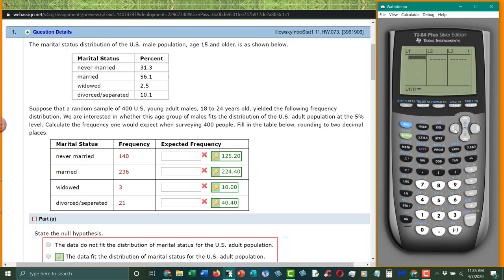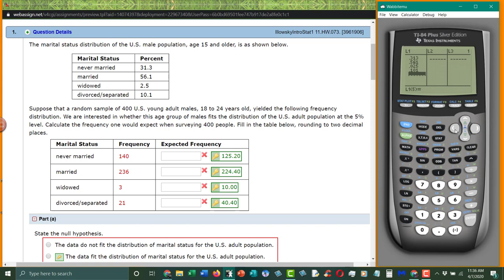Okay, so we're going to clear this out. And I'm going to put in our percentages. Remember, move the decimal point two places to the left. So 31.3 divided by 100, 56.1 divided by 100, 2.5 divided by 100, 10.1 divided by 100. Okay, so those are the values that we're going to need: 0.313, 0.561, 0.025, and 0.101.